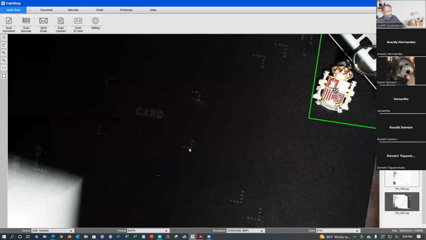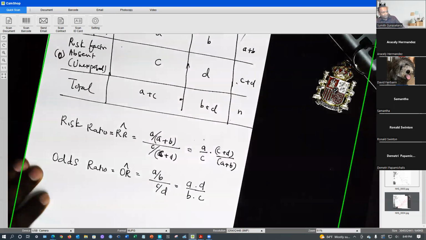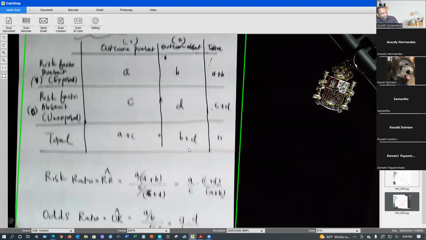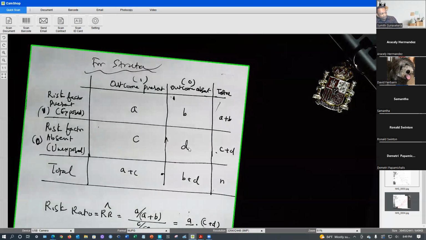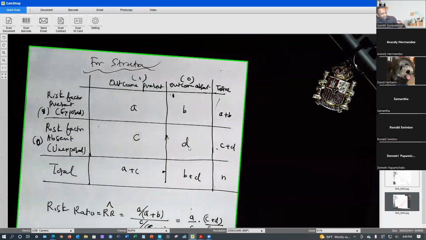Look at something like this. You have seen this one. Sometimes, for each stratum, outcome present, outcome absent.